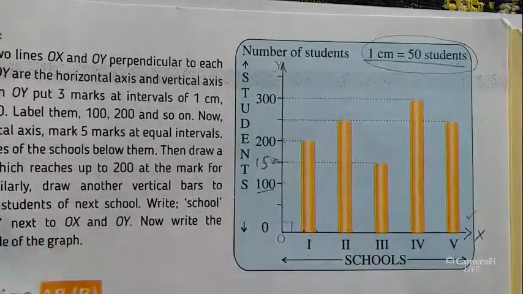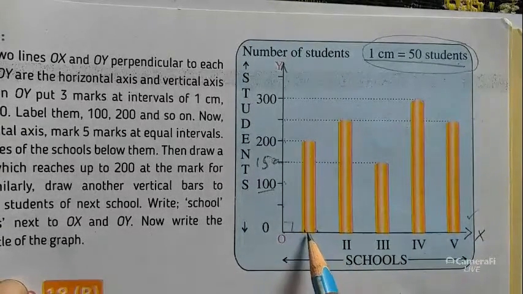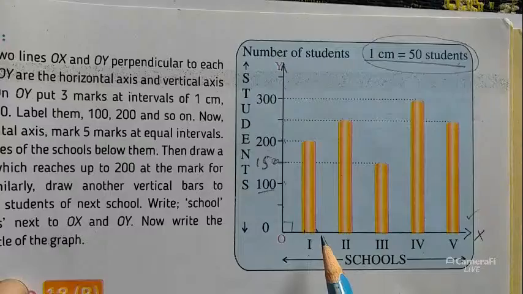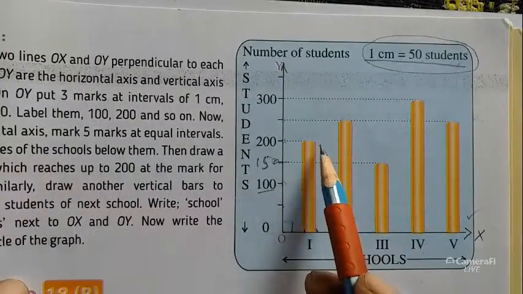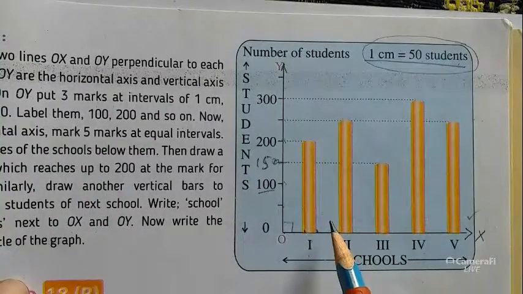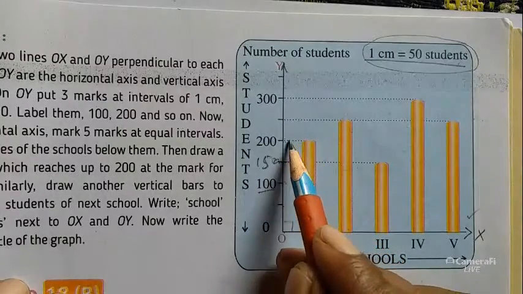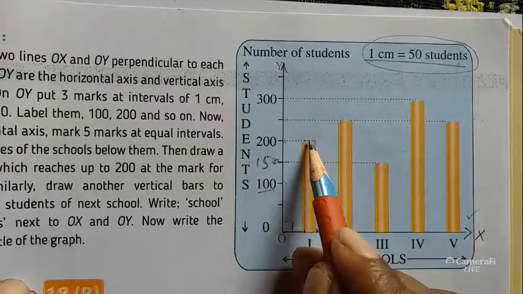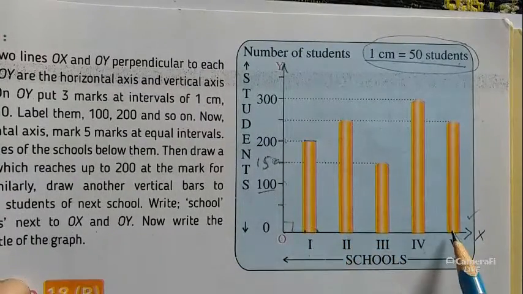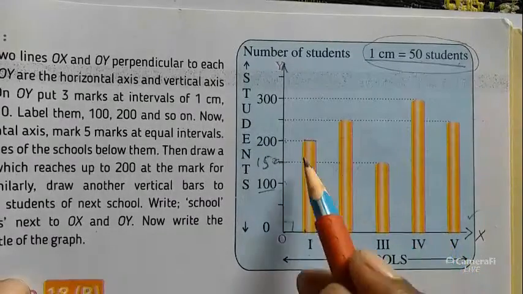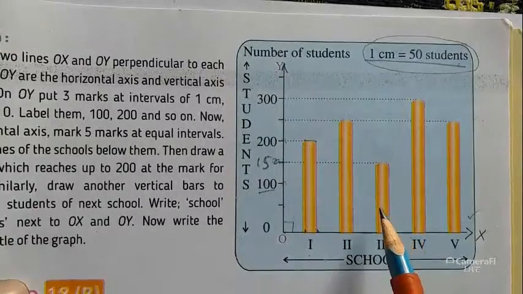First school is school 1, which has 200 students. So we will take a particular breadth for the rectangle, and 200 students as the length. Here is 100, then here is 200. This is the 200, and using this length we have drawn a rectangular bar on the x-axis, representing school 1 having 200 students. Now school 2 has 250 students.